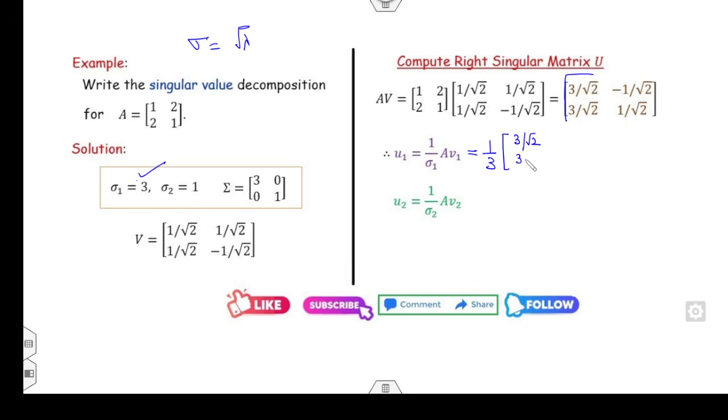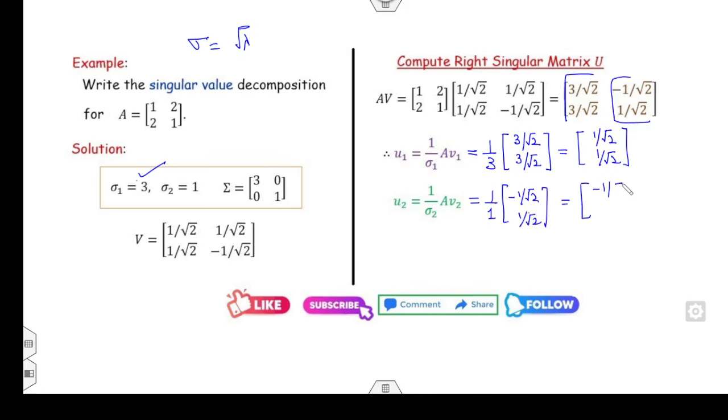First column. So that number is 3 and 3 will be cancelled. 1/√2, 1/√2. Similarly, sigma 2 is my 1. Fine. It's a second column. This number is my second column. So that is my again -1/√2, 1/√2.